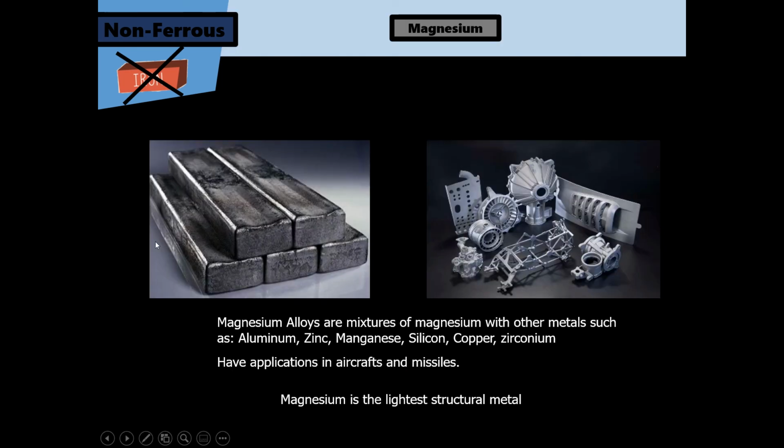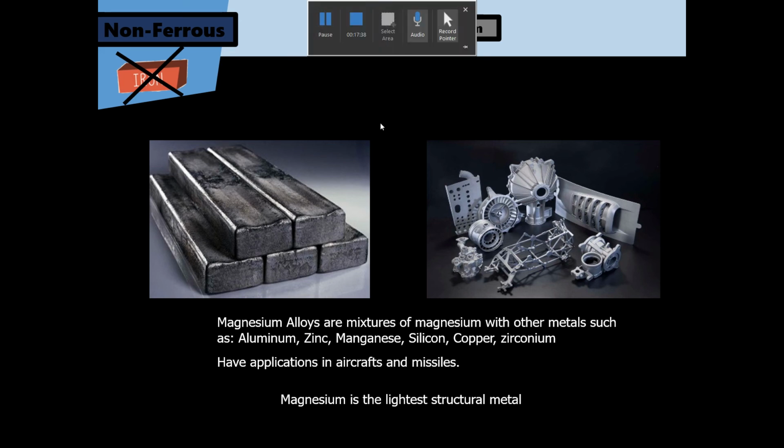We also have magnesium alloys. These are mixtures of magnesium with other metals such as aluminum, zinc, manganese, silicon, copper, and zirconium, and they have applications in aircraft and missiles. Magnesium is the lightest structural metal, which is very strong. So moving forward, we use magnesium alloys heavily in aircraft and missiles.